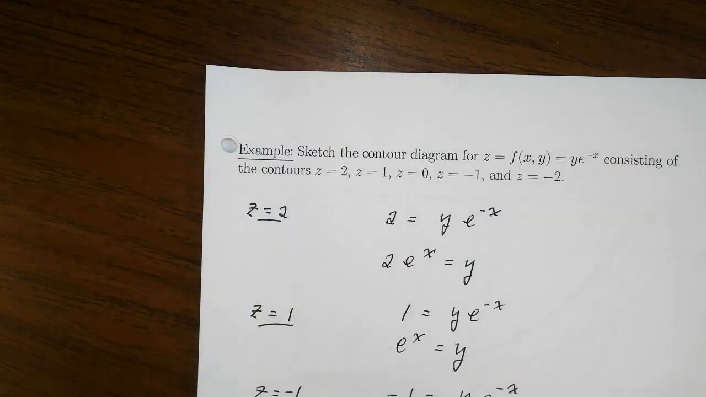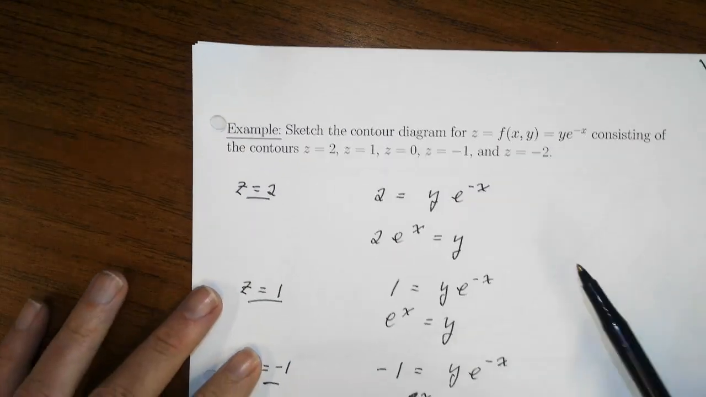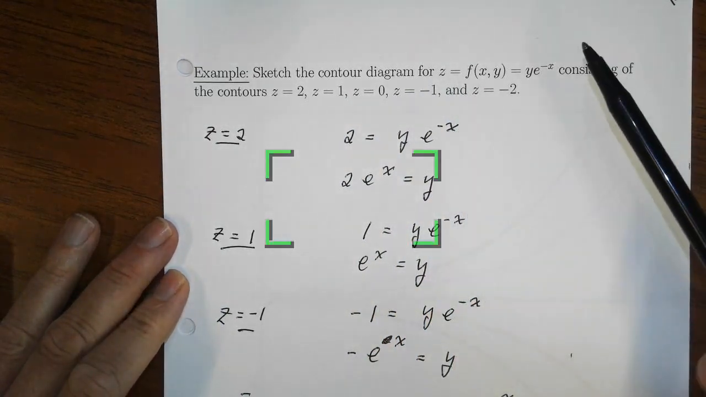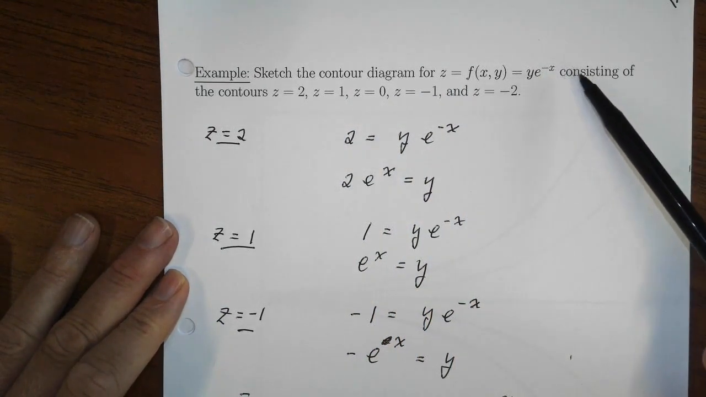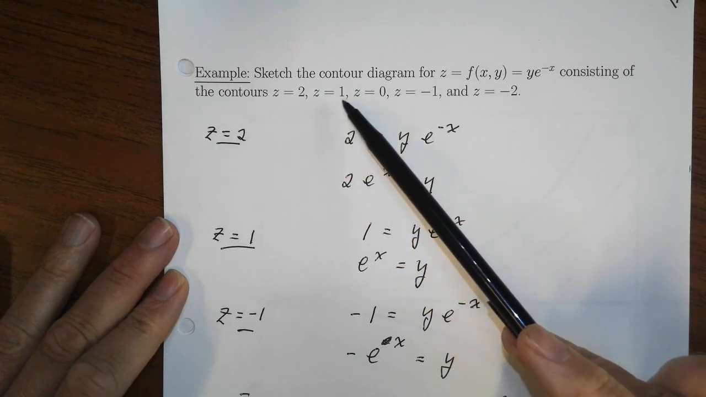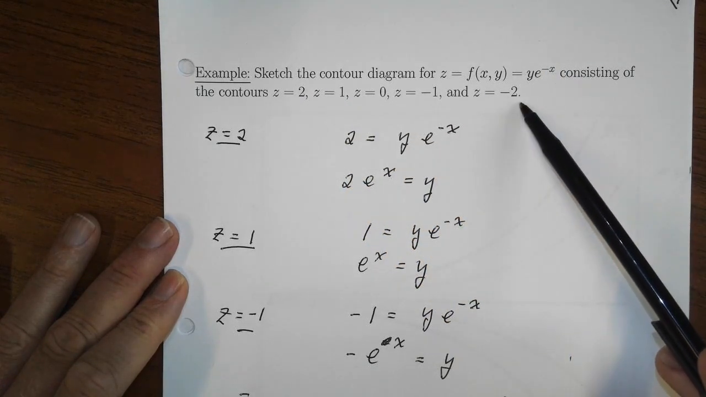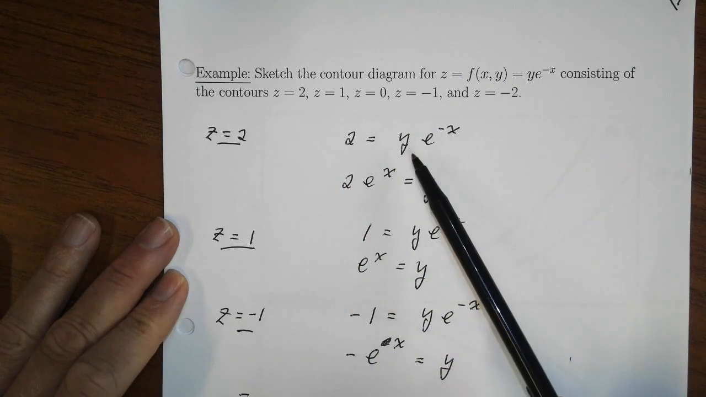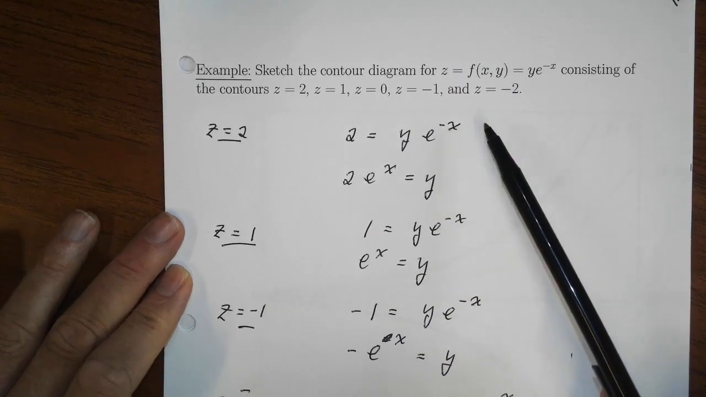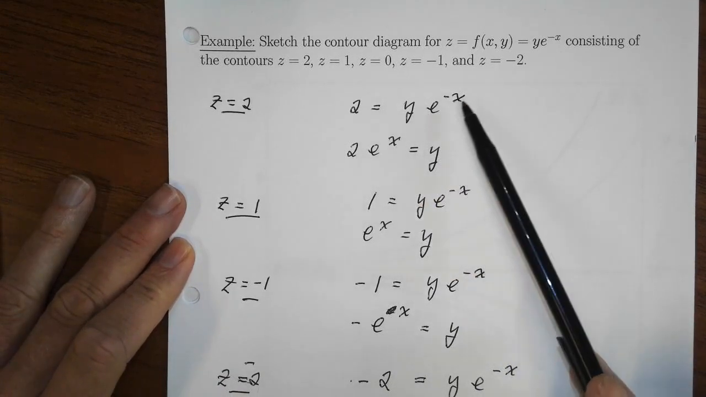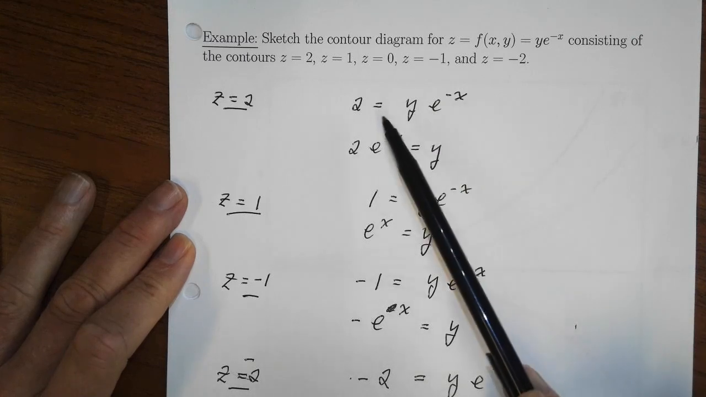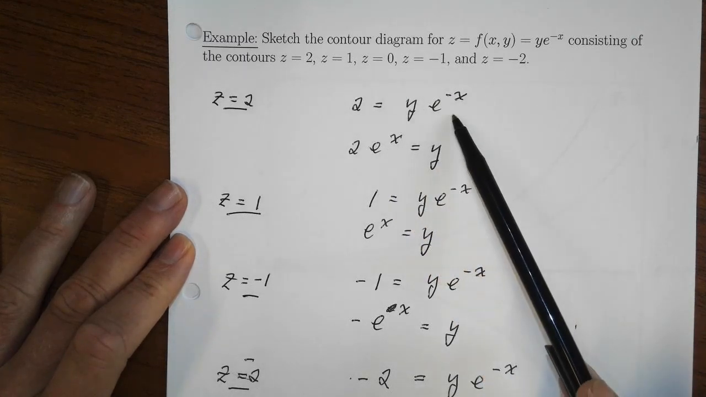Let's take a look at another example. Sketch the contour diagram for z equals f of xy equals y e to the negative x, and we're going to look at the contours 2, 1, 0, -1, and -2. So let's set z to 2. So we set 2 equal to y e to the minus x, and we want to determine what this graph looks like. Now, if you wanted to graph on a calculator, entering something like this would be pretty hard.